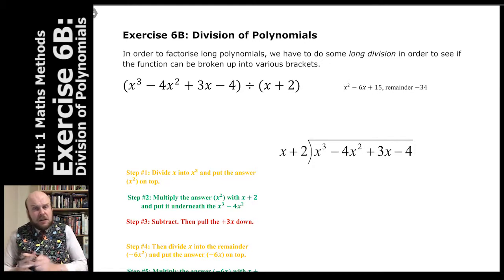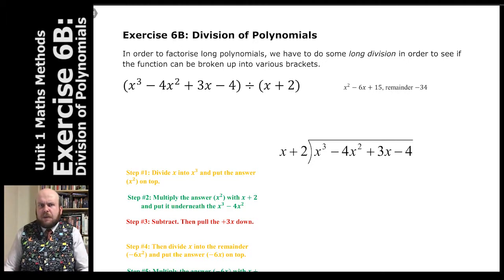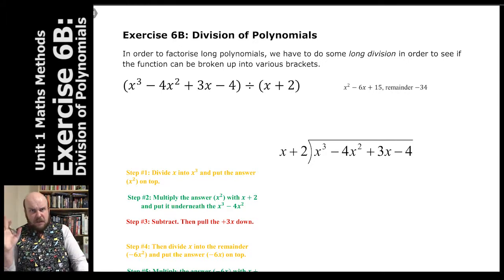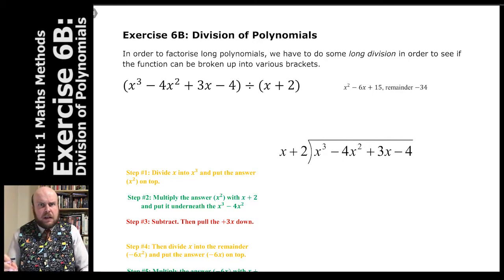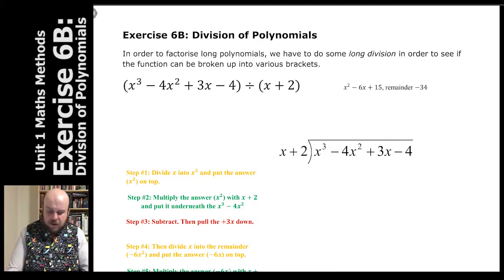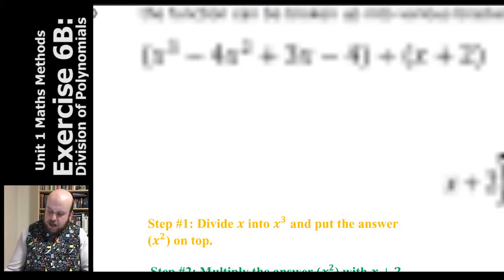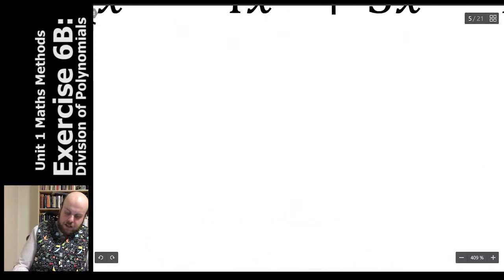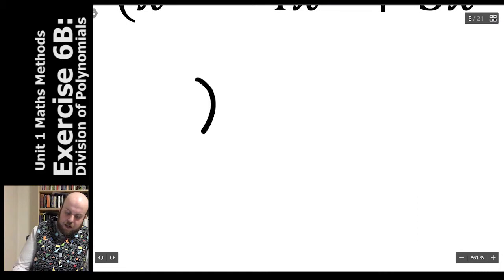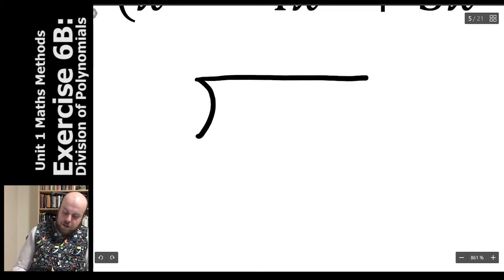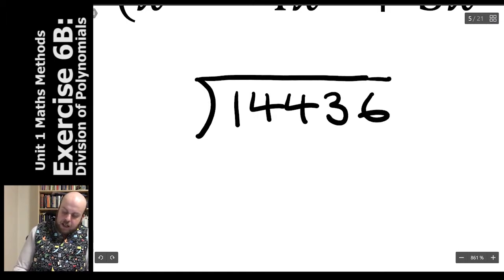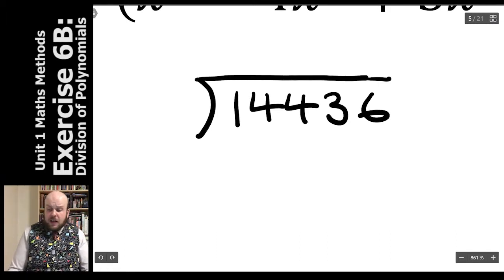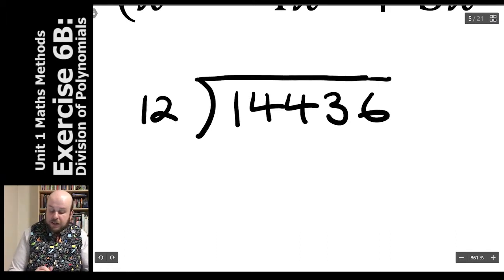So in order to do this, we need to be able to do some long division. Now, it's just a recap before we go on, because I know usually we've forgotten how to do long division. It's something that is a little bit more of a challenge to be able to do. So just as an example, let's go with a reminder of how long division works. Let's say we want to divide 14,436 by 12.